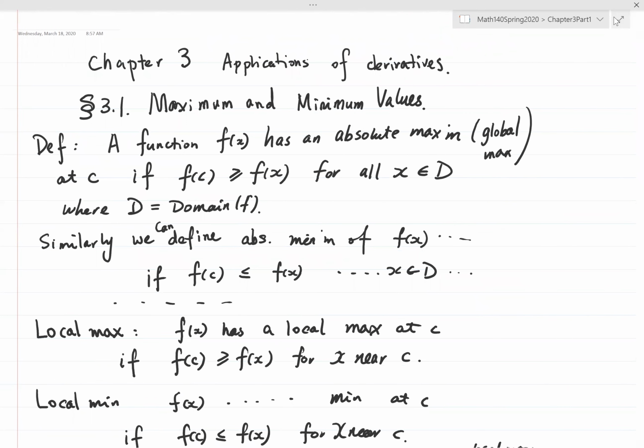Last time we started chapter 3, applications of derivatives. In this chapter, we will use derivatives to study the maximum and minimum of a function, i.e. the optimization problems. In chapter 3.1, we introduced the maximum and minimum values.